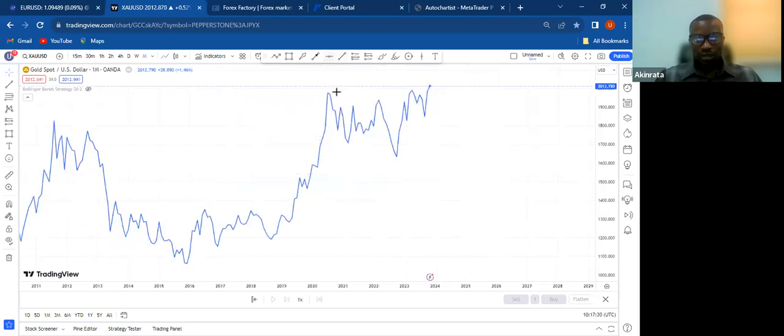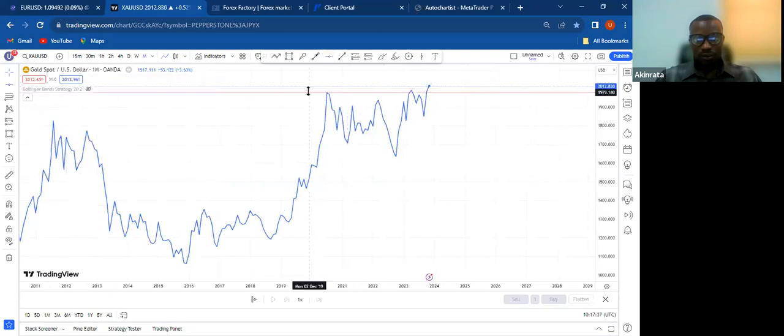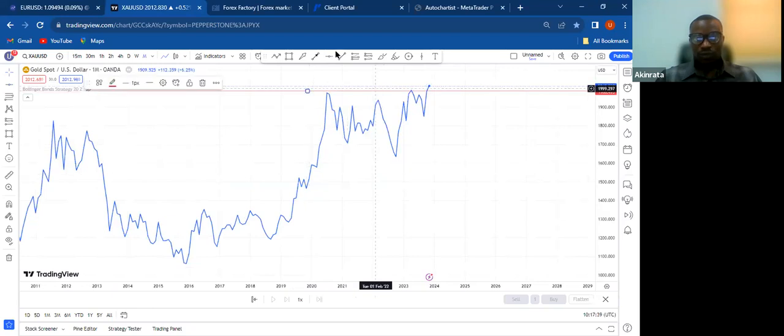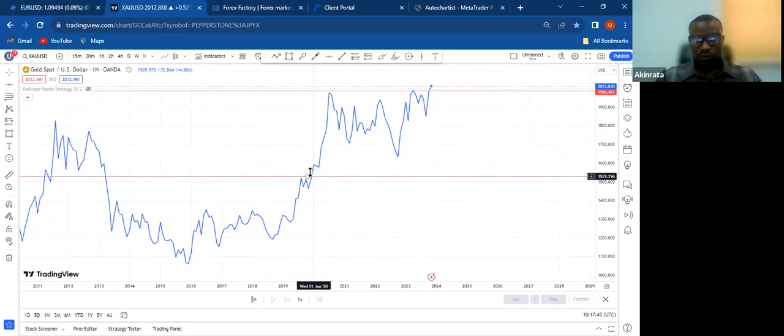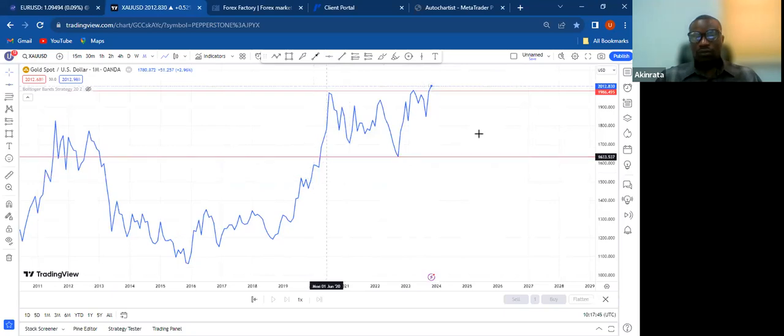So we have a start here, right? And you can see price break through above. A break, and then we have another here, right? So we have another higher low here.